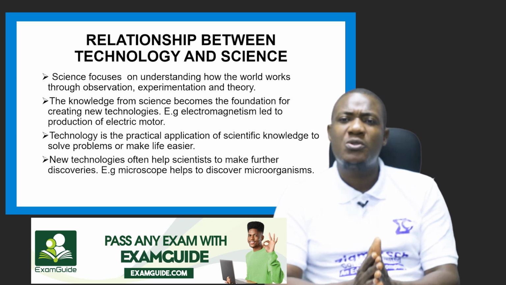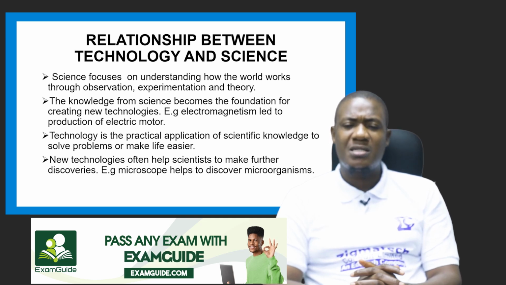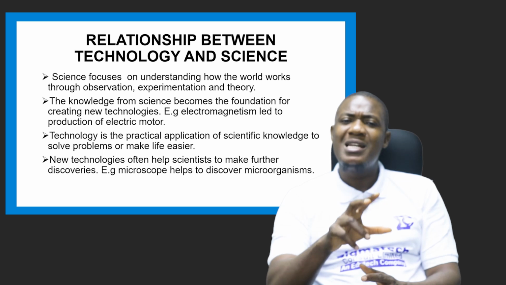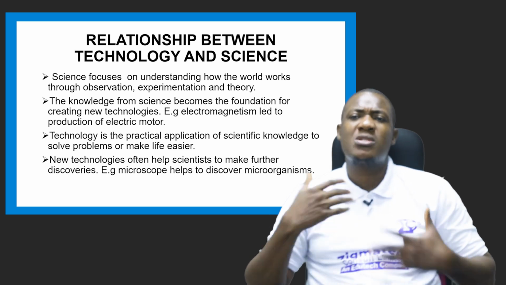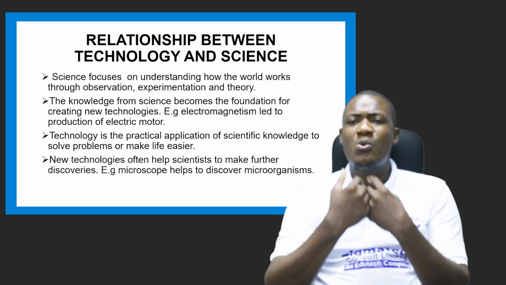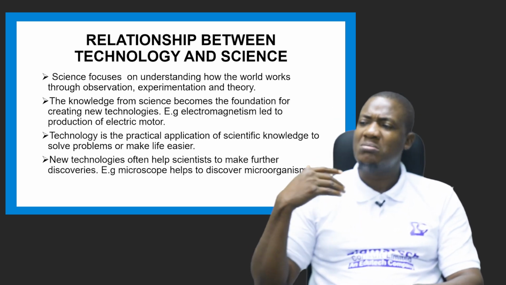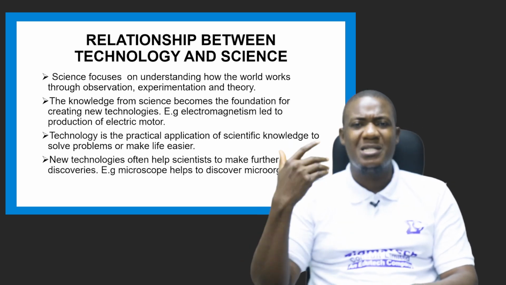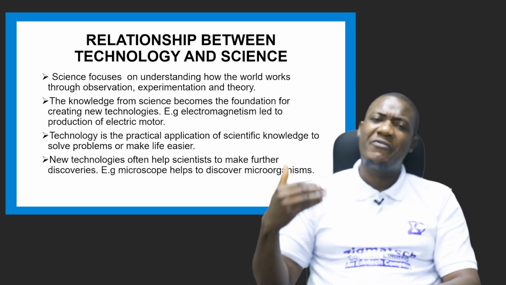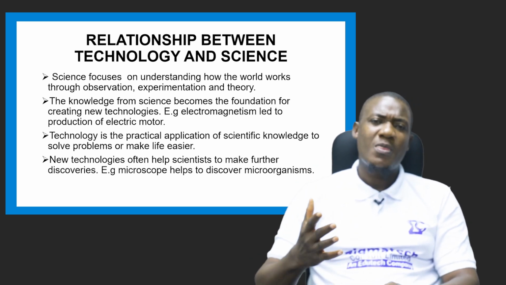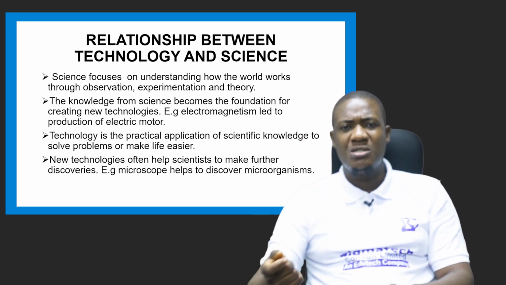Is there any relationship between technology and science? The answer is yes. Science and technology, they are related. Science tends to focus on understanding how the world works through a series of methods, through observations, through experiments and theory. That's what science tends to actually do. They want to systematically find out how things work by observing them, by taking inferences, by experimentation, by theory.